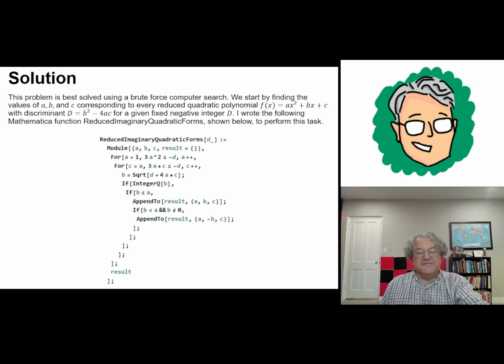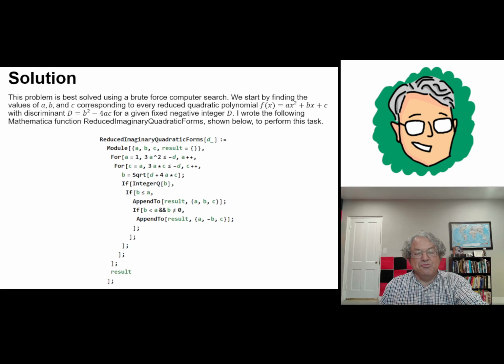So the next thing we have to do, b doesn't have to be an integer if we do this. And in general, it won't be. But for some values of a and c, b will be an integer. So if it is an integer, we also have to check that b is less than or equal to a, because b could also be greater than a if we did this. And then if it is, then we add a, b, c to our result. So it means ax squared plus bx plus c is indeed a reduced quadratic polynomial with discriminant d. But it's not the only one necessarily. We could also have a, minus b, c. Remember, I'm defining b here to be the positive square root of d plus 4ac.